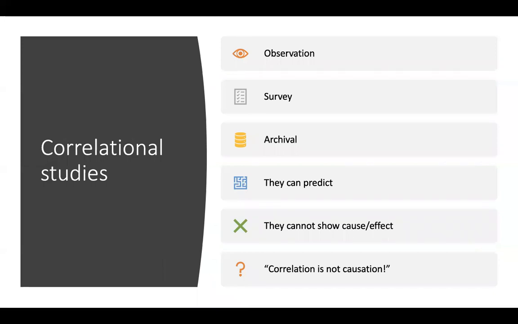So when we look at correlation studies, we are looking at how we can connect these two variables. Do they have a connection? So you can predict one from the other. You can use observations, you can use surveys, you can use archival data. Any of these things can give you variables that you can then create an association between.